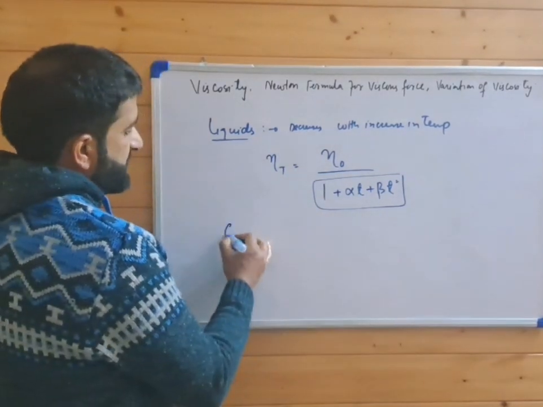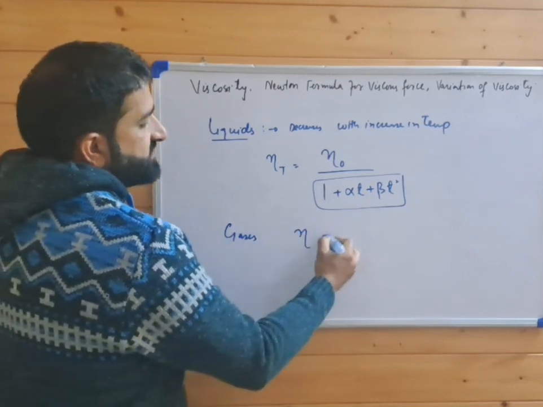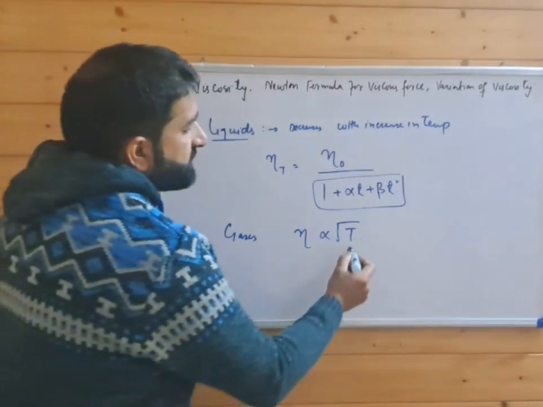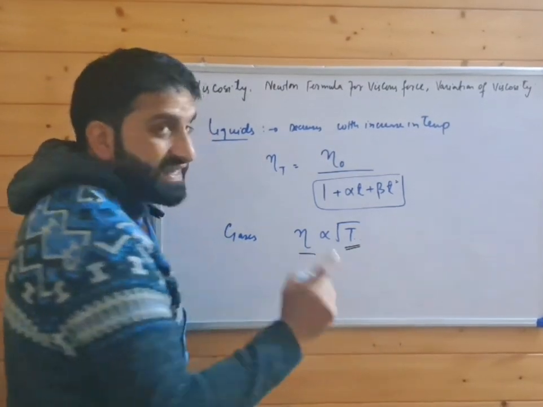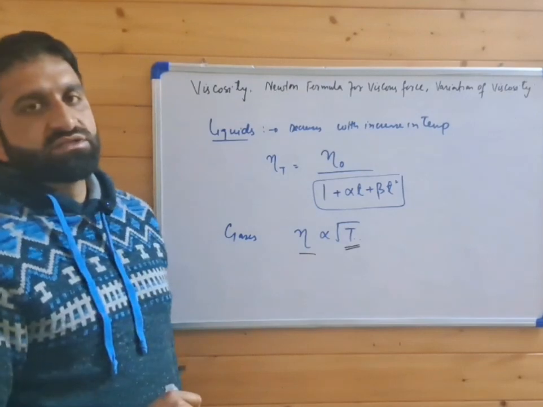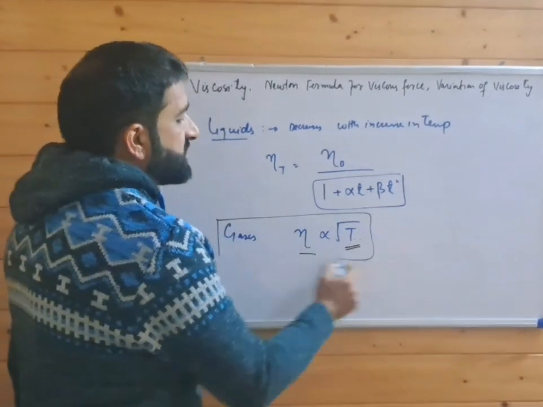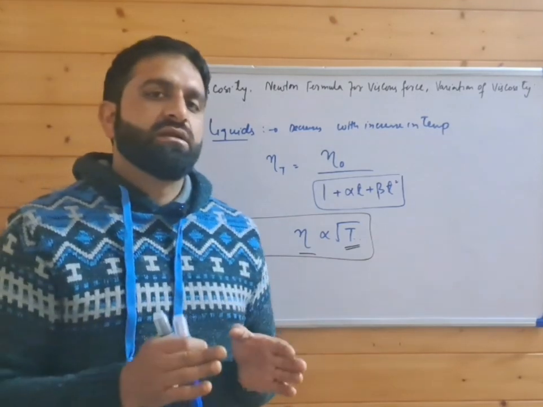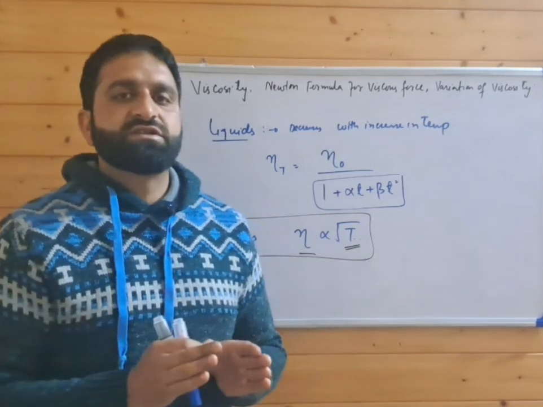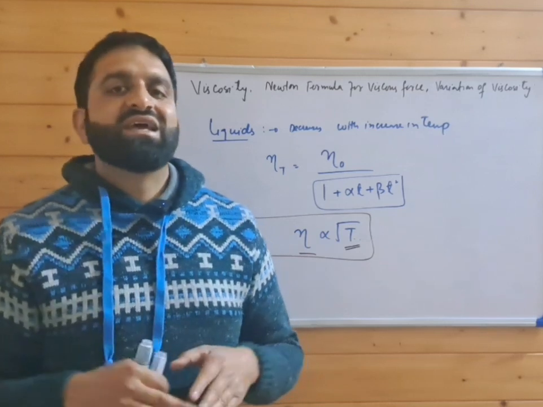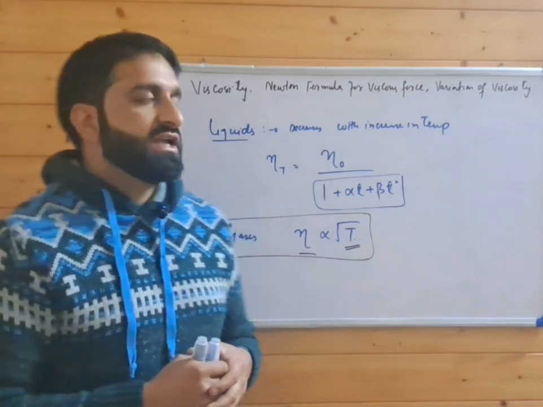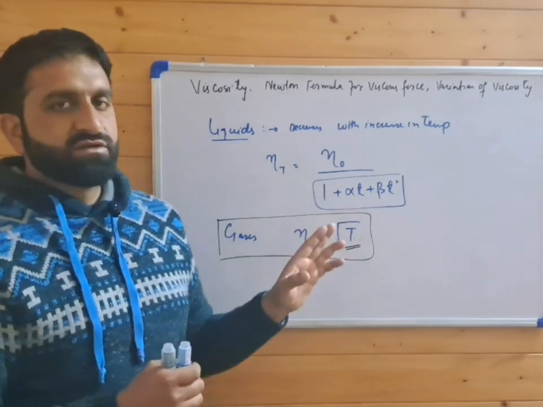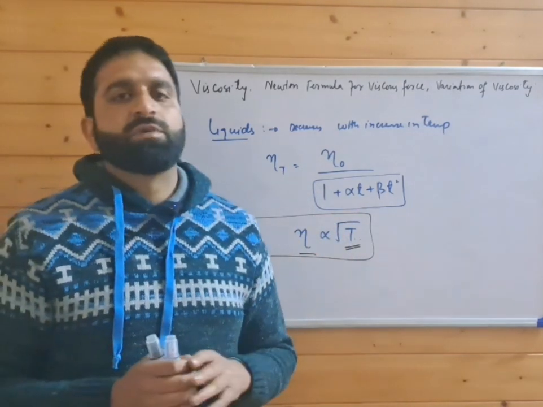When we take the case of gases, the coefficient of viscosity is directly proportional to the root of the temperature. That means when we increase the temperature, the coefficient of viscosity of gases increases. That means the viscosity of gases increases with increase in temperature. So, revising it a little, the viscosity of liquids decreases with increase in temperature, and the viscosity of gases increases with increase in temperature, because the coefficient of viscosity has an inverse relationship with the temperature when we talk of liquids, and when we talk of gases, there is direct proportionality.